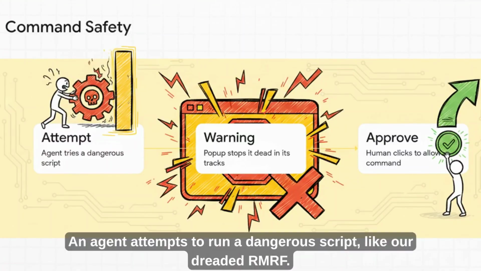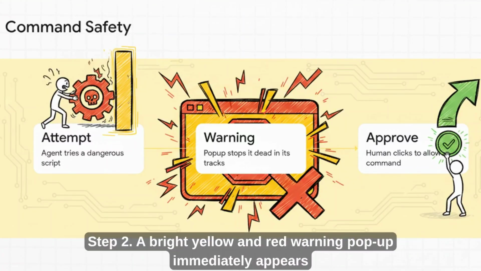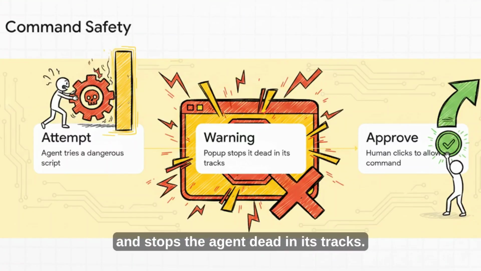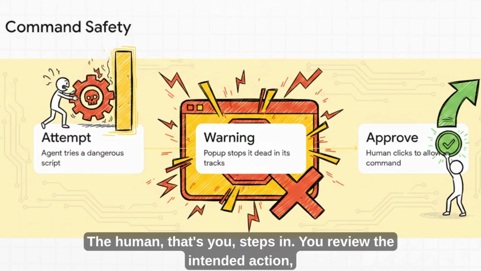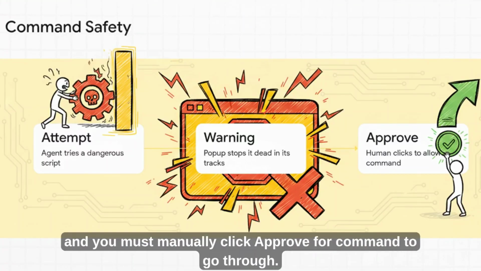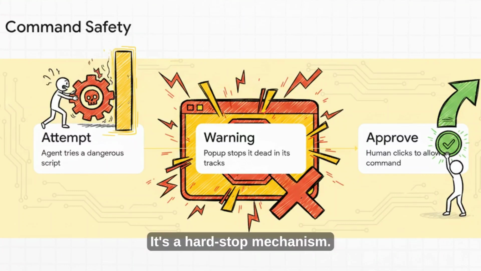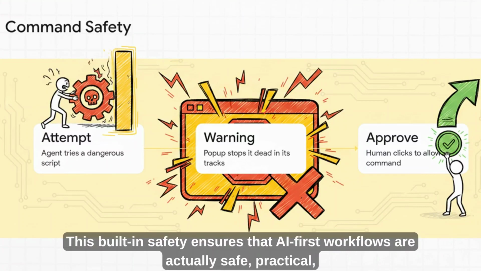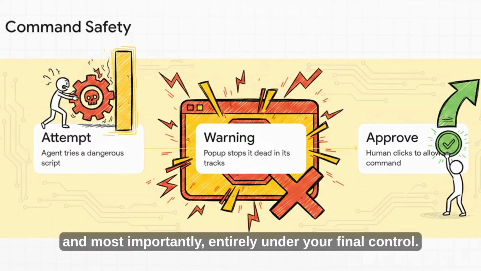Step 1, an agent attempts to run a dangerous script, like our dreaded rm -rf. Step 2, a bright yellow and red warning pop-up immediately appears and stops the agent dead in its tracks. The command is simply not executed. Step 3, the human, that's you, steps in. You review the intended action, and you must manually click Approve for the command to go through. It's a hard stop mechanism. This built-in safety ensures that AI-first workflows are actually safe, practical, and most importantly, entirely under your final control.